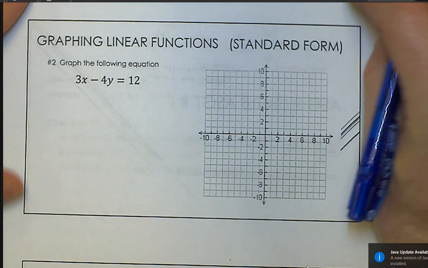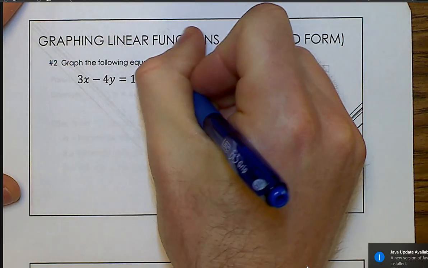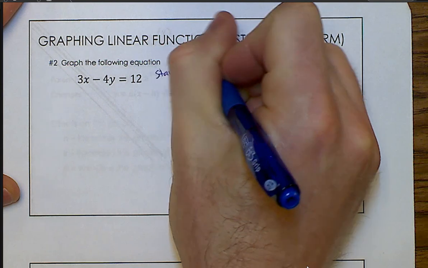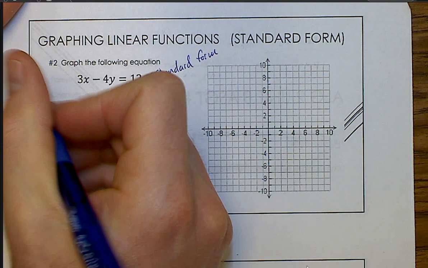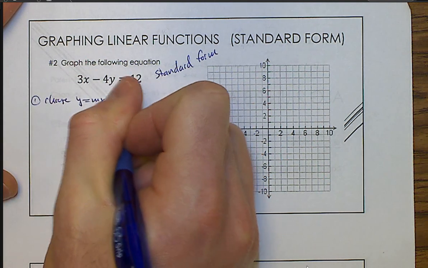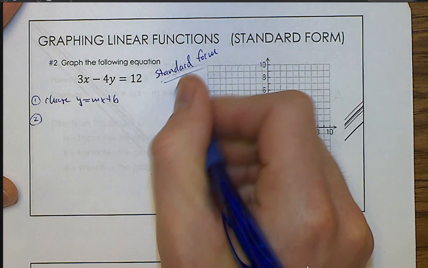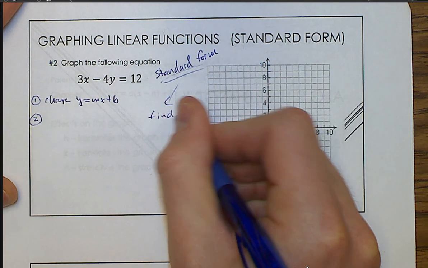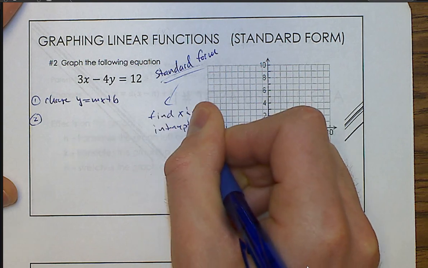This is a linear function as well, but you'll notice that this is in standard form. You have options here. You can change this to y equals mx plus b if you would like and graph it. Or with standard form, what is standard form used for? It's to find the x and y intercepts, in other words, where the graph crosses the x and y axis.